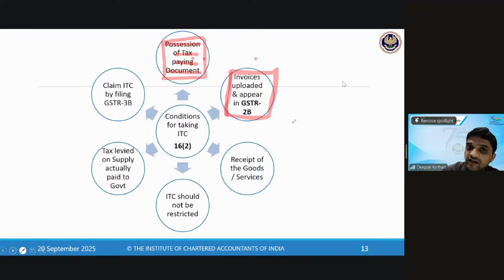Next month it will appear. That time you can claim. Yes, that time you can claim it. Okay. So first condition, you should be in possession of the tax paying document.